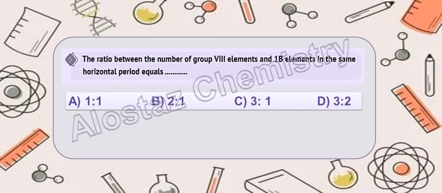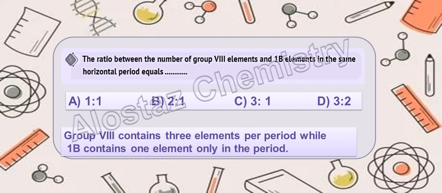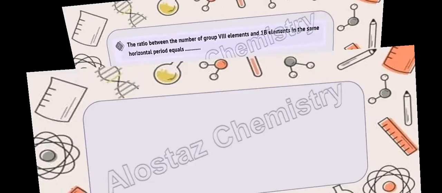We said that in group VIIIB we have 3 elements, but each column contains one element. So we have group VIIIB containing 3 elements per period, while 1B contains 1 element only in the period. We use elimination and take into consideration the names and letters of the groups. Please concentrate on this kind of question, okay? So the right answer will be letter C. Let's go into question 6.